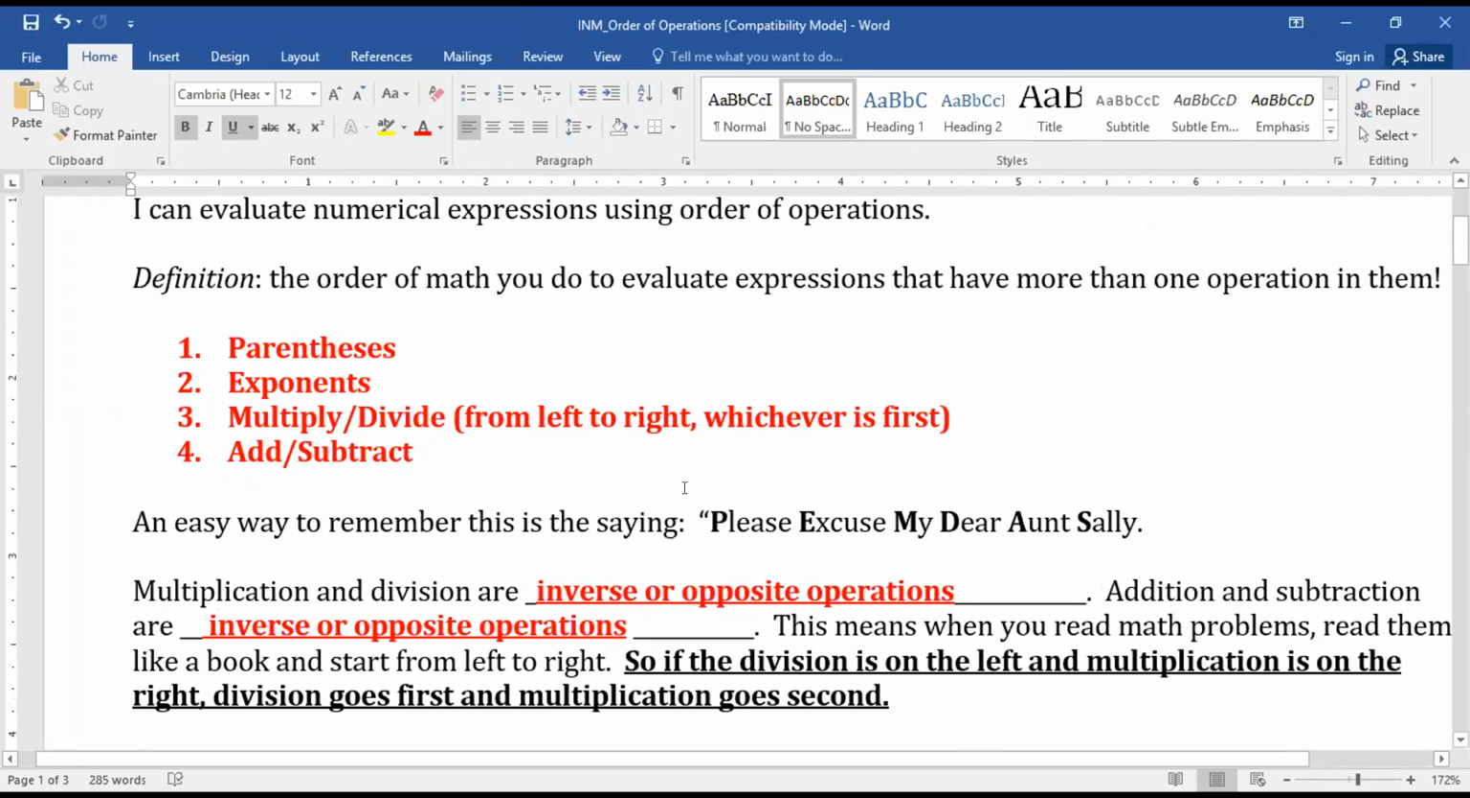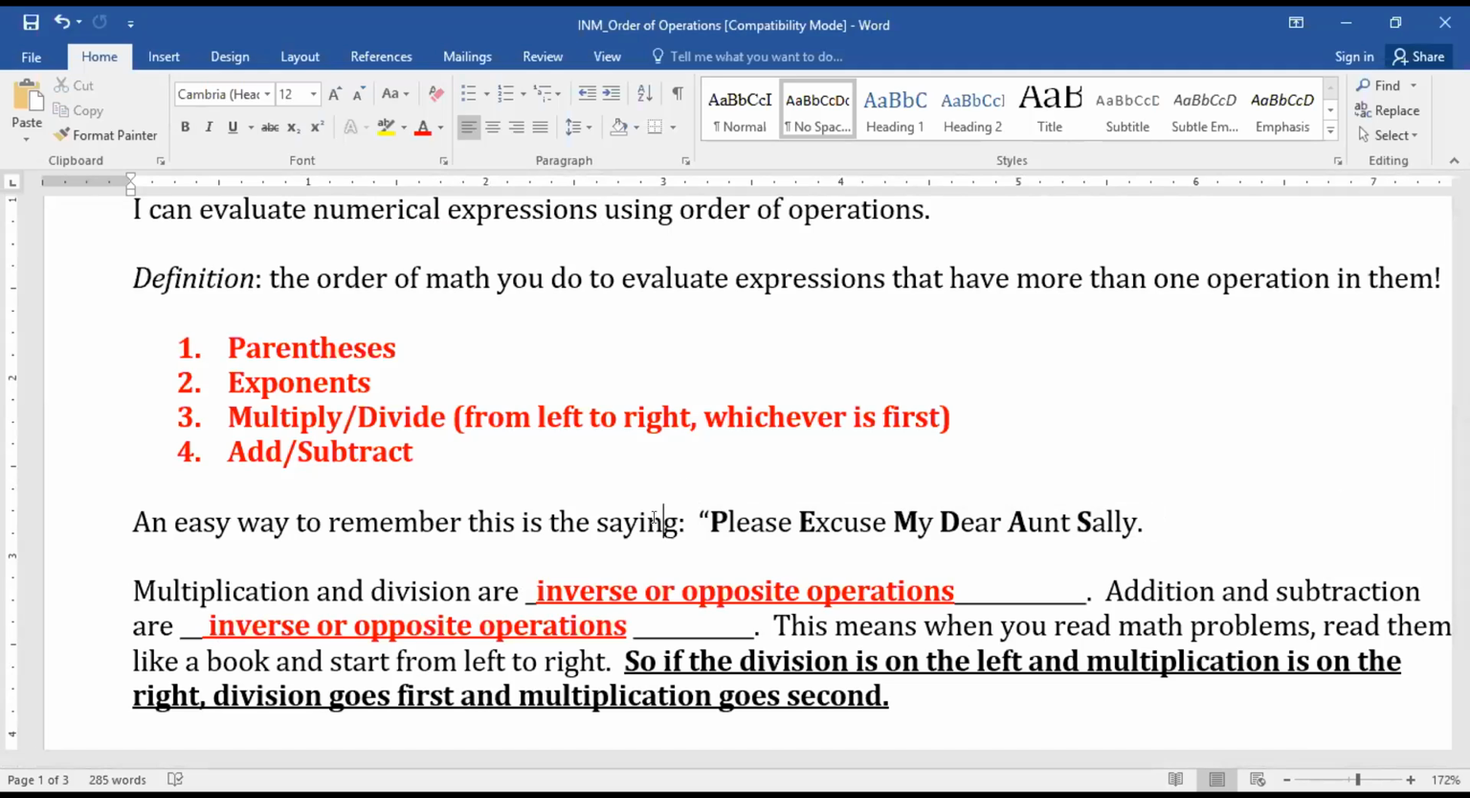Part of the reason why we have to talk about order of operations right at the beginning is because this first unit is about expressions, simplifying expressions and solving equations. Math, and algebra particularly, is very specific about the order that you have to do things in. You see this phrase here, please excuse my dear Aunt Sally? Well, it's intended to be an expression that can help you remember that order.